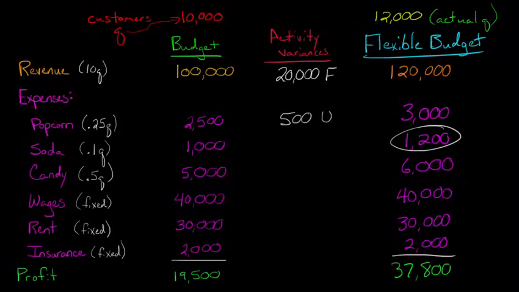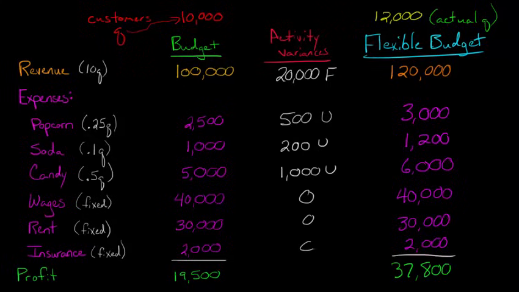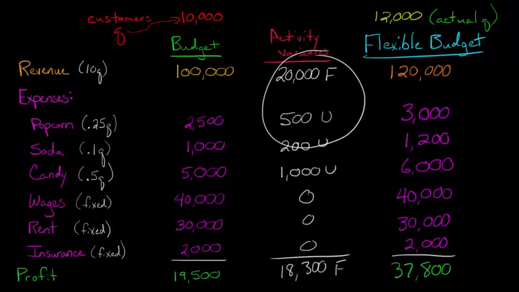Again, for the soda, 1,200 versus 1,000, we had 200 unfavorable because we had 200 more, and for the candy we had 1,000 unfavorable. Then we don't have any variances at all for the fixed costs because they're fixed, they don't change. Then we can sum up our overall variance, 18,300, and it's favorable.